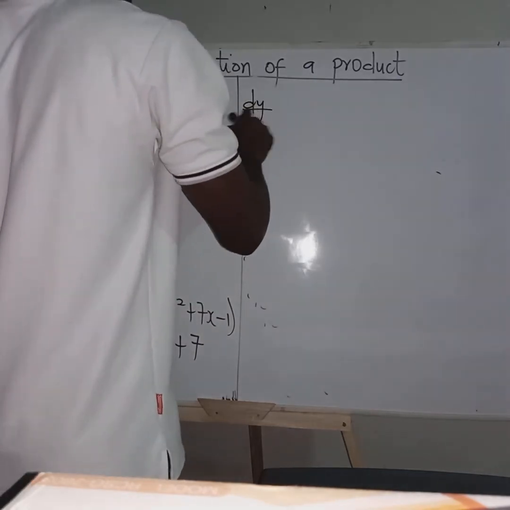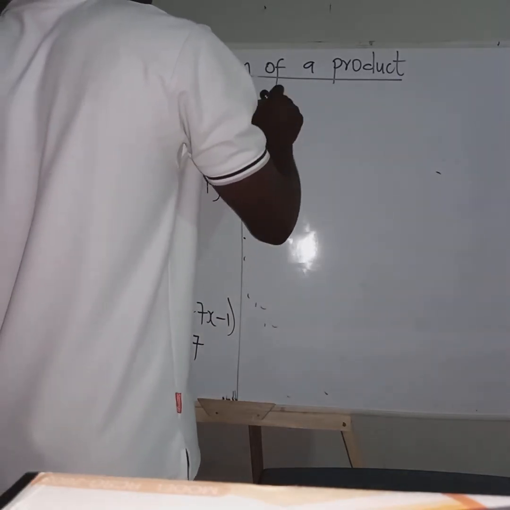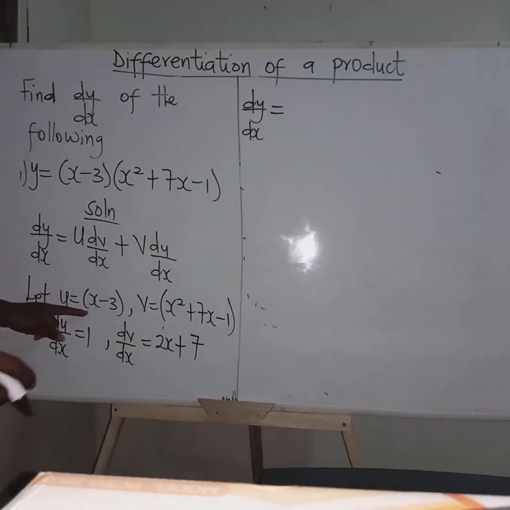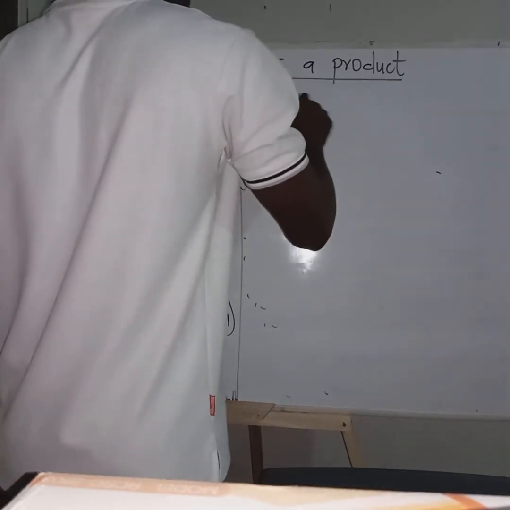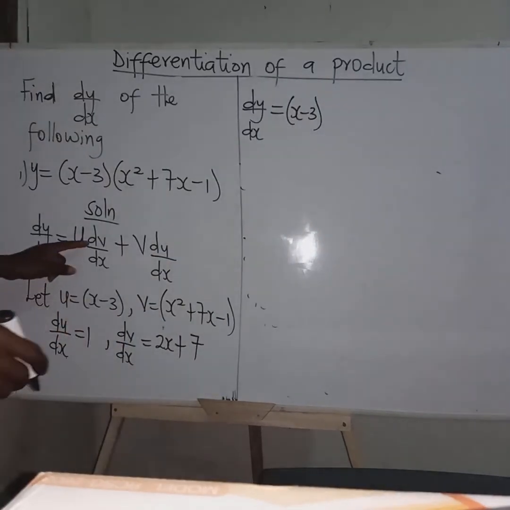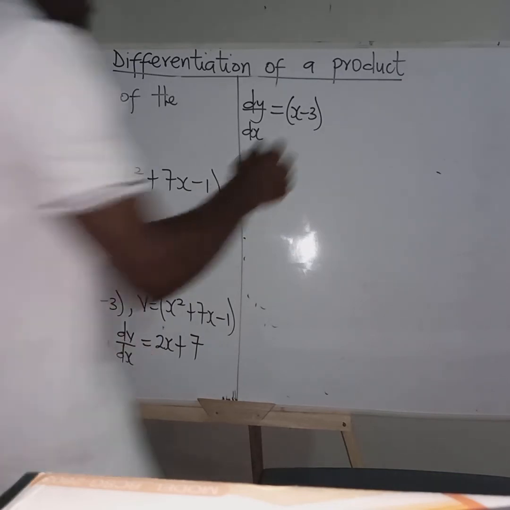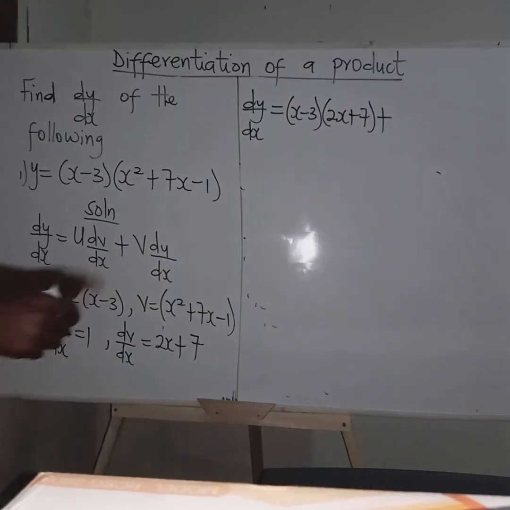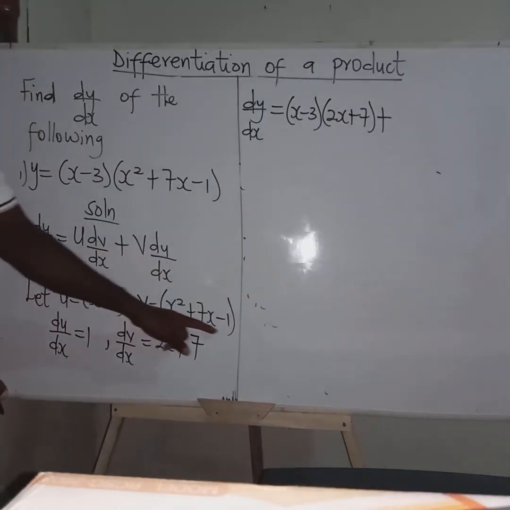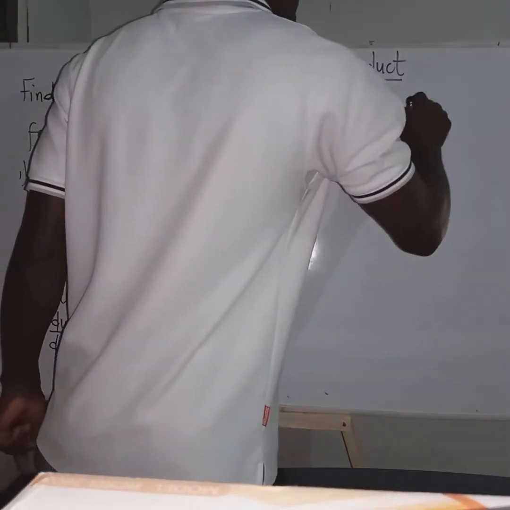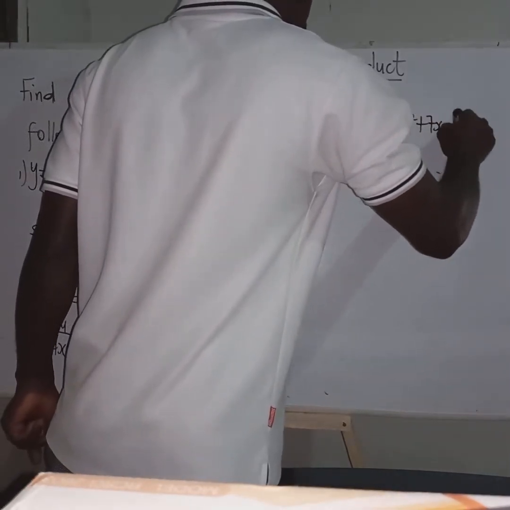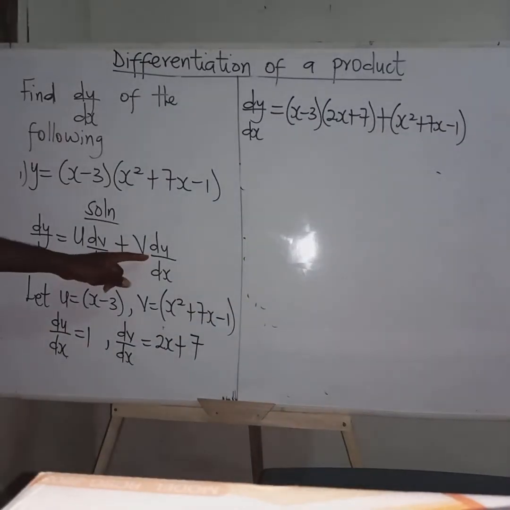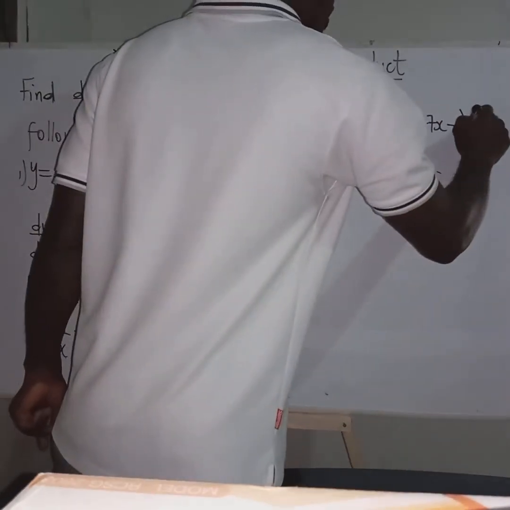dy over dx will be equal to u. My u is x minus 3, multiplied by dv over dx, and dv over dx is 2x plus 7, plus v. This is my v, x squared plus 7x minus 1, multiplied by du over dx, and du over dx is 1. So times 1.